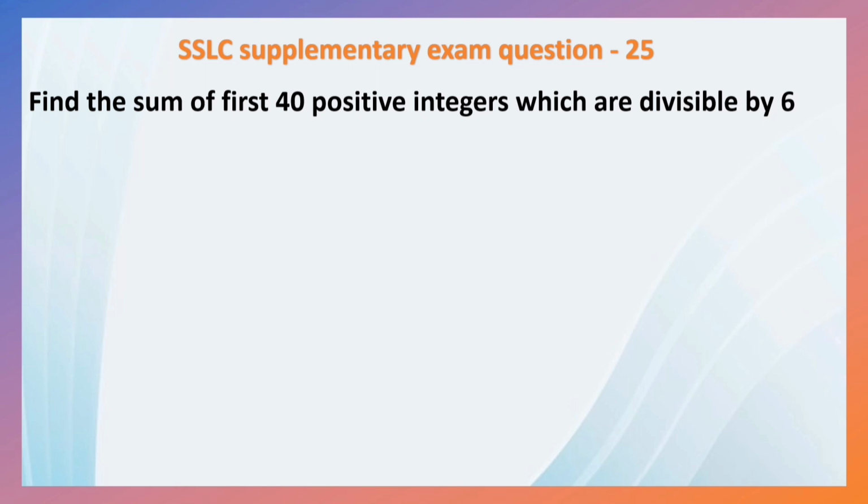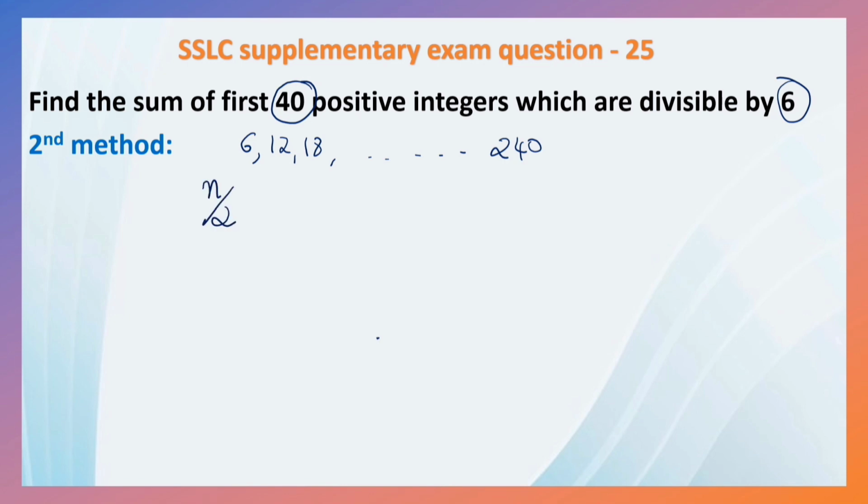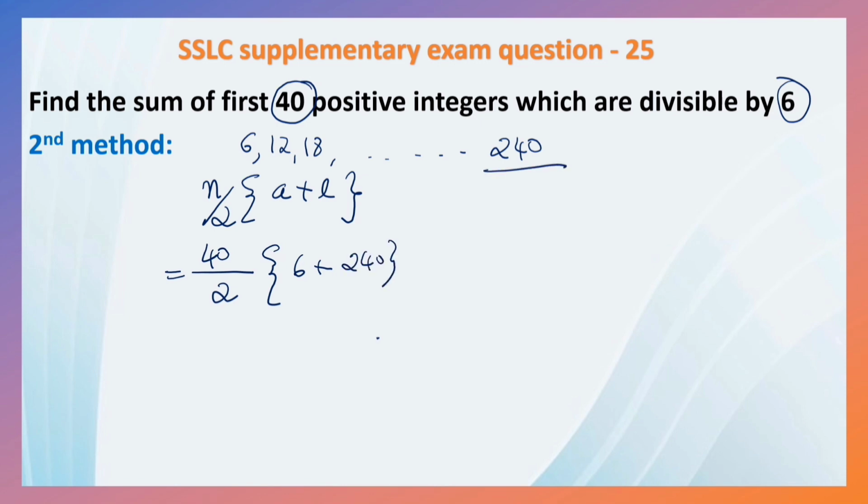The same sum can also be done by second method. Here the terms are 6, 12, 18 and so on. The last term is 6 into 40, that is 240. Here we can use the easier formula, that is n by 2 into a plus l. Here n is 40, by 2, a is 6, l is 240. This is 20 into 240 plus 6, 246. Put 0, 2 sixes are 12, 2 fours are 8, plus 1 nine, 2 twos are 4.